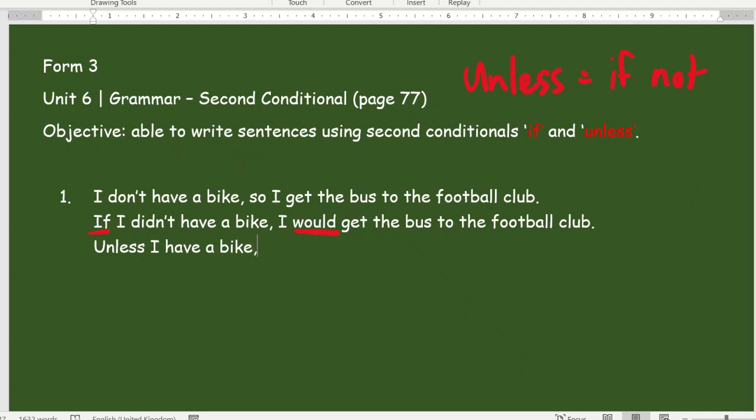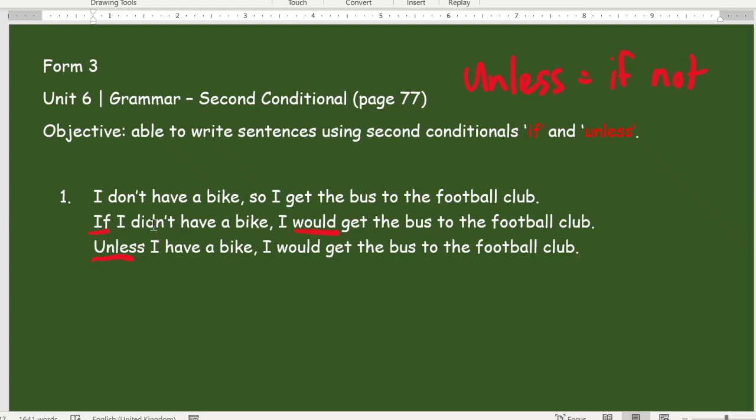Okay, and have will be in the present tense. It's not in the past tense anymore. Unless I have a bike, I would get the bus to the football club. Okay, so that is the difference when you are using if and unless.